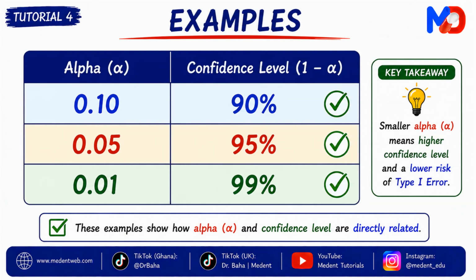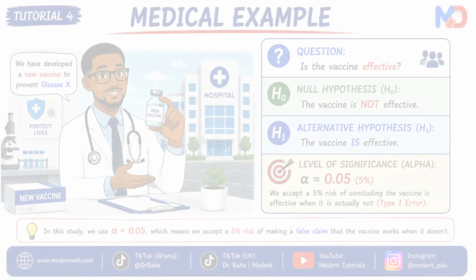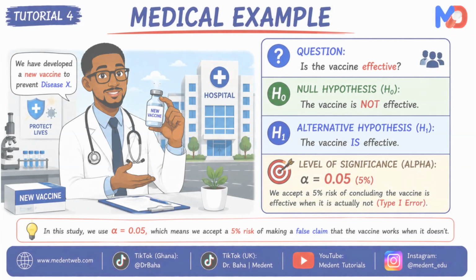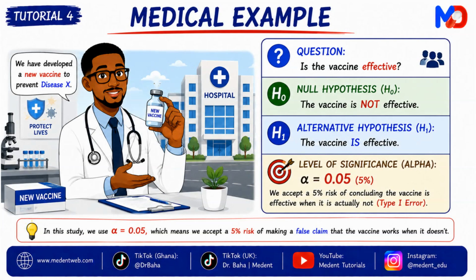All right. Now imagine researchers are testing a new vaccine. By choosing an alpha of 0.05, they accept only a 5% chance of incorrectly concluding that the vaccine works when in reality it does not. And that's the risk we are ready to take.